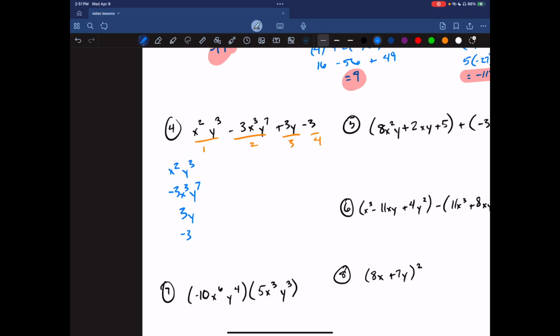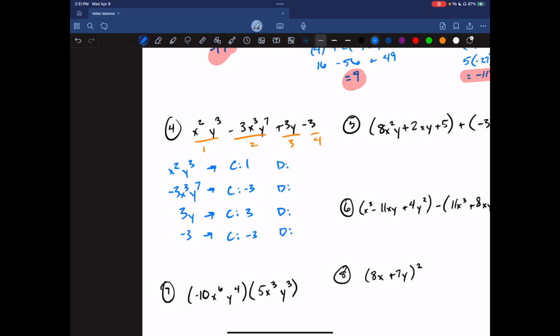Now they want questions about each of these terms. First of all, what is your coefficient for each of these? Well, if you don't see a number, it's understood to be 1. So my coefficient is 1 here, my coefficient is negative 3 here, my coefficient is positive 3, my coefficient is negative 3. Okay, and then your degree. Remember, in a previous video, we talked about the degree of a polynomial. Well, that's pretty straightforward when you only have one variable to deal with. But what is it when you have multiple variables?